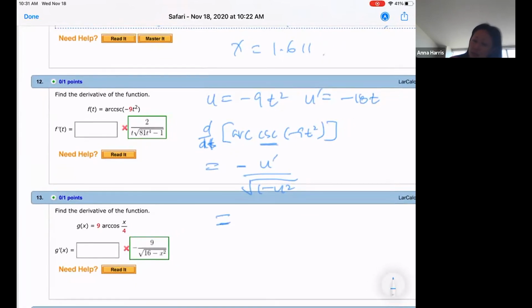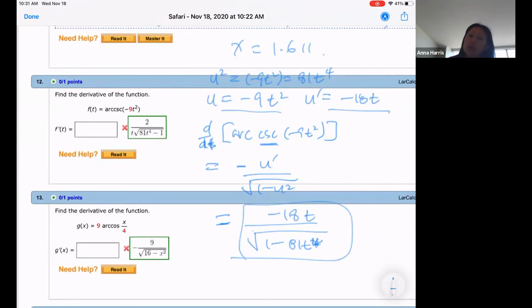Then my u is this. What's u squared then? Negative 9t squared squared, which is equal to 81 t to the 4. So I have 1 minus 81 t to the 4. And then u prime is this, negative 18t. So I'm done. It's much easier because I don't have to do anything other than just plug into my formula. If you recognize your patterns, this becomes a very easy problem.